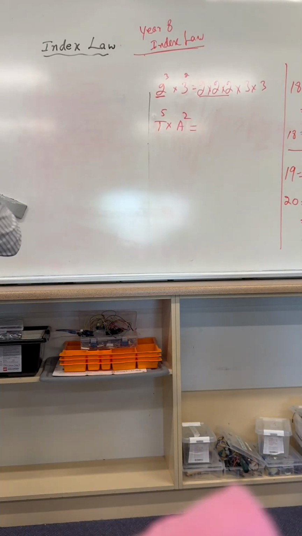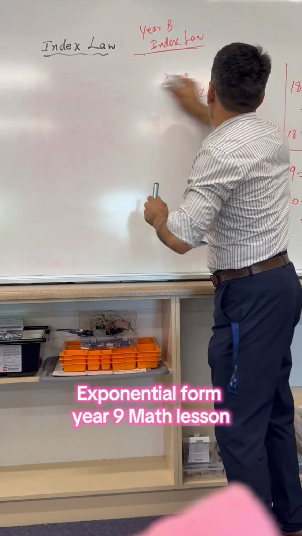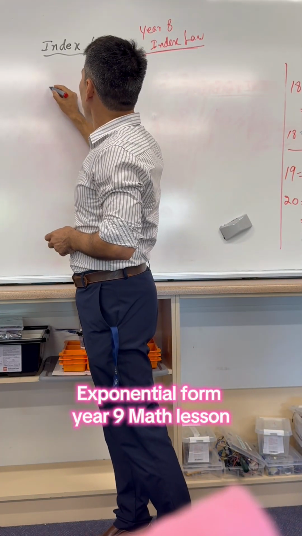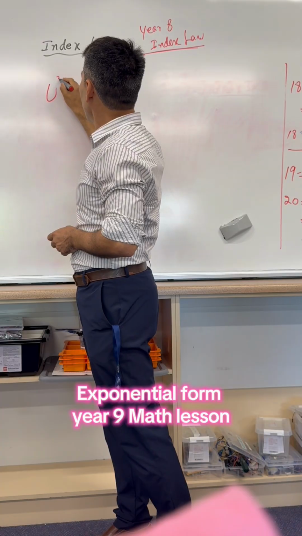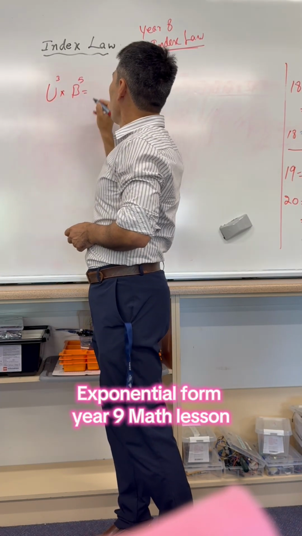Let's go, guys. I'm going to start this index law. Let's see. U times by B. What do we write here?